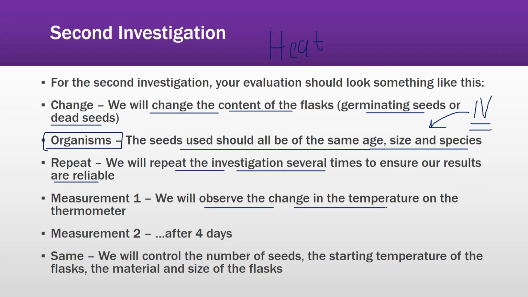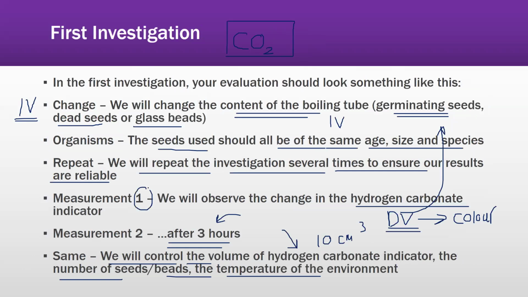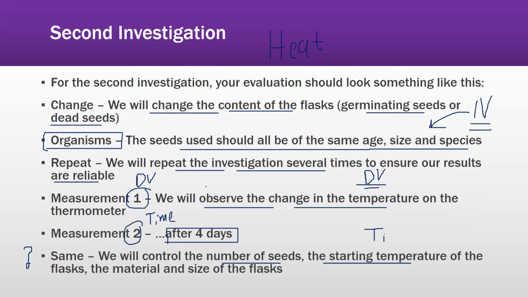For measurement 1, we will observe the change in temperature on the thermometer, and this will be done after 4 days. And what are you going to keep the same? The number of seeds, the starting temperature, the initial temperature. So the change in temperature was your dependent variable here, which is always going to be your measurement 1. Measurement 1 is always the dependent variable. Measurement 2 is time. Here also, measurement 1 was the color of hydrogen carbonate, the dependent variable. Here it is the final temperature, the dependent variable, which depends on the independent variable that you changed, the 2 types of seeds. And that is the end of your chapter on respiration. Got it?